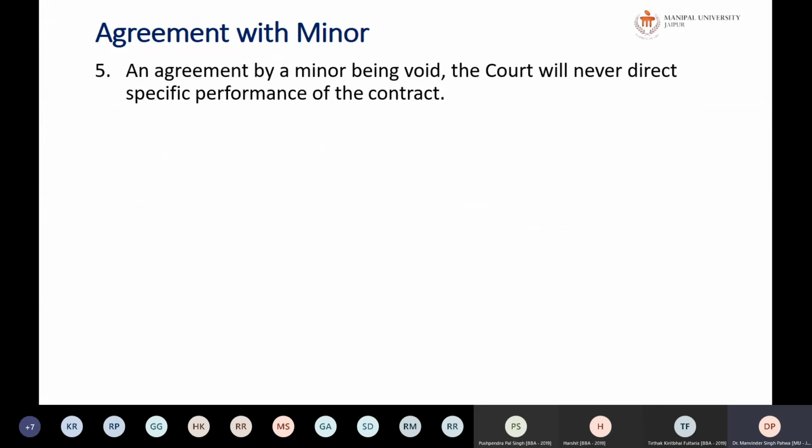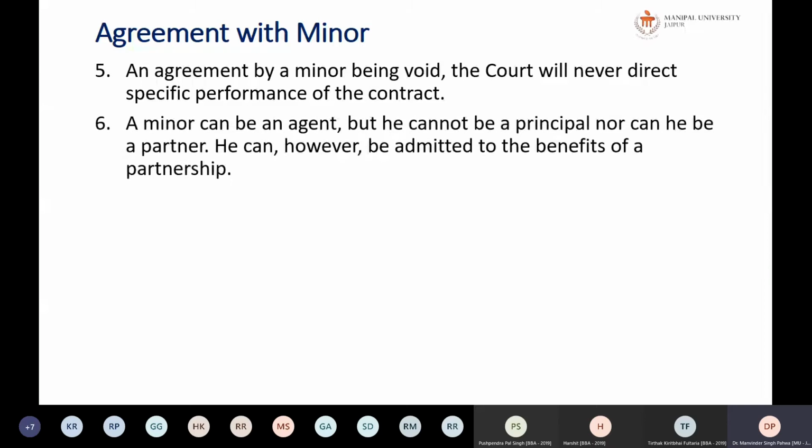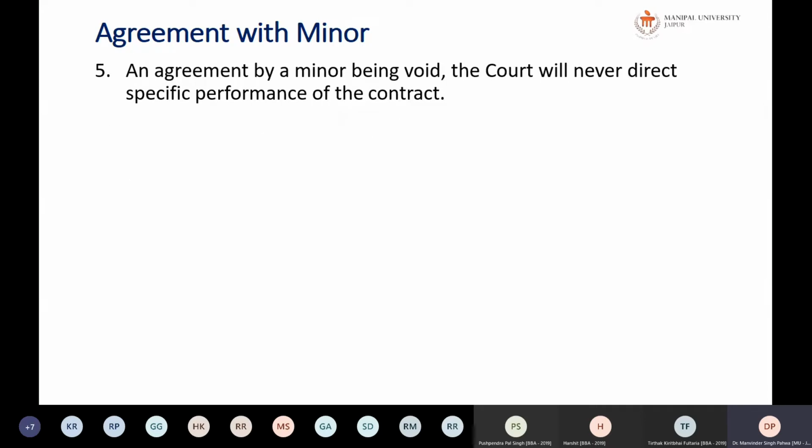Next is agreement by a minor being void. The court will never direct the specific performance of the contract. As the contract with the minor is void, the court cannot ask for the specific performance of the contract by the minor. For example, a minor has entered into a contract with another because he is a very good painter, to paint his picture. After taking the advance money, the minor can refuse: I will not go for this painting, and the money which he has taken has also been utilized. So in this case, the specific performance of the contract cannot be enforced. Specific performance means the minor cannot be compelled to draw a picture or a sketch of someone from whom he has taken money. So in that case, as the minor's contract is void, he cannot be directed for the specific performance.